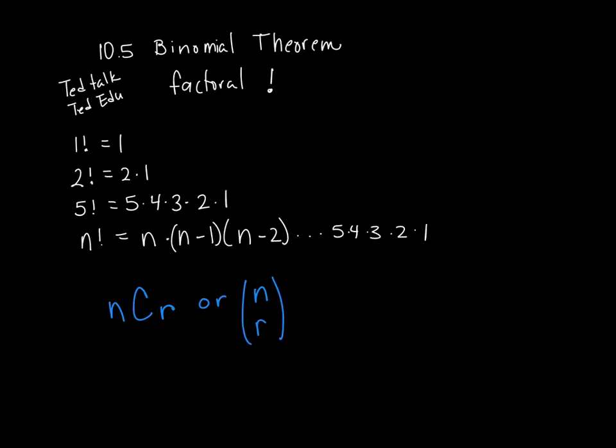Now the formula for doing this is equal to the top number factorial all over r factorial times n minus r factorial. But do know there is the n choose r button and the nPr button in your calculator, along with the factorial symbol. So you're going to have to go through and find where that is. Each calculator is a little bit different.